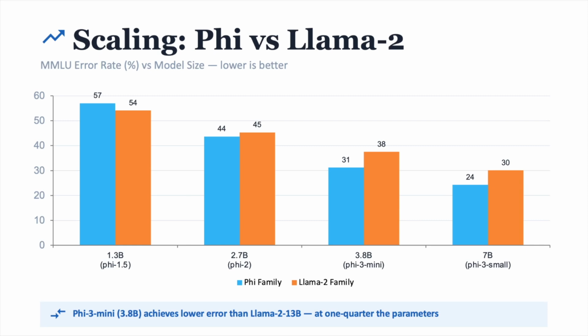The big difference is in the data. Llama 2 was trained on a more standard fixed web dataset, while Phi uses a curated, filtered, and synthetically augmented pipeline. So the takeaway is clear. With better data, you can get stronger results even at a much smaller scale.